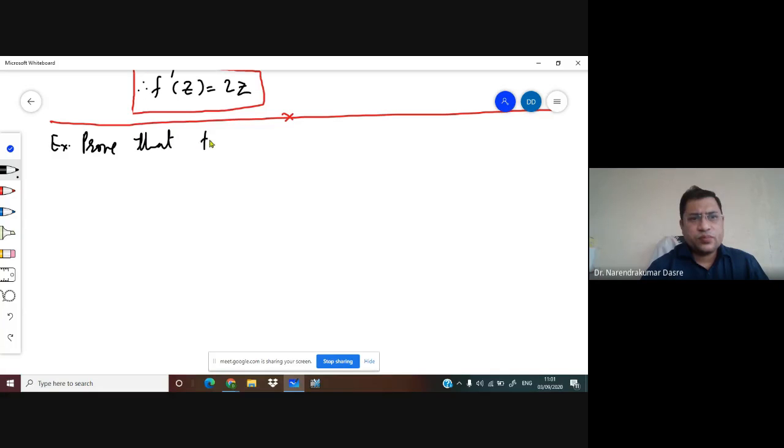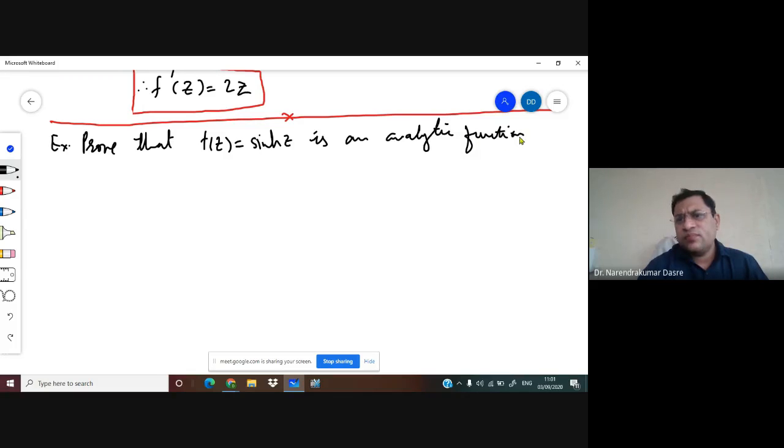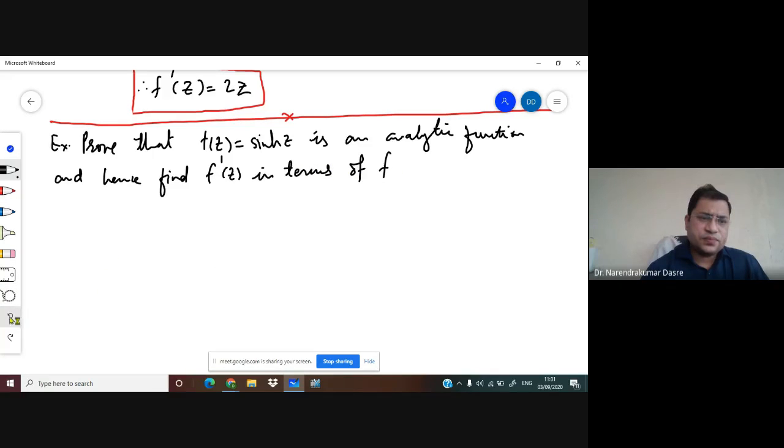Prove that f of z is equal to sin hyperbolic z is an analytic function, and hence find f dash of z in terms of z. So we have to find this in terms of z.